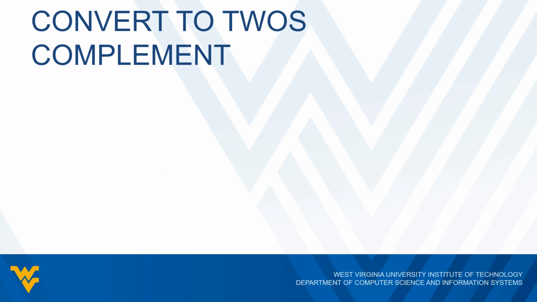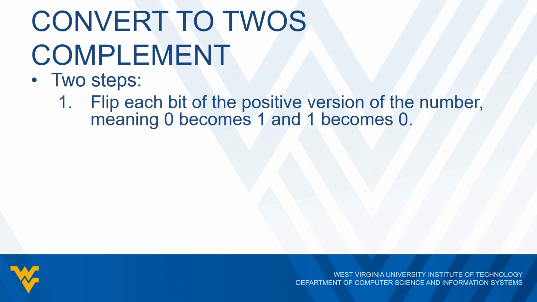So the question is, how do we actually convert a binary value into 2's complement? Well, there are only two steps. It's actually very simple. The first step is that we would flip each bit of the positive version of the number. So zeros would become 1 and 1 would become 0. And then we just add 1 at the end.